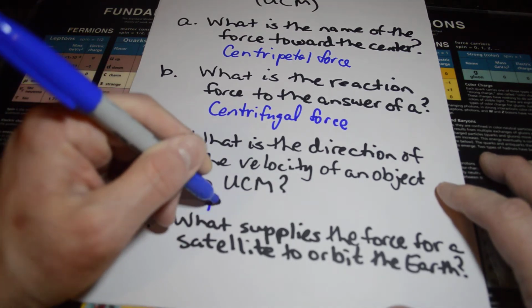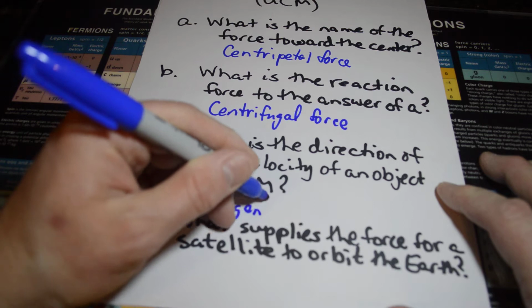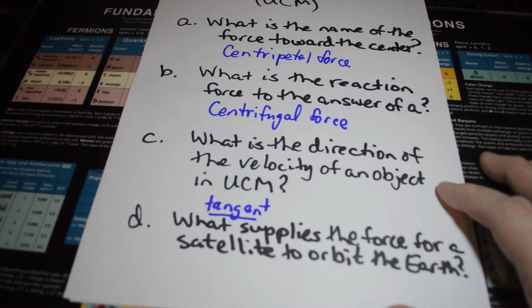What is the direction of the velocity of an object in uniform circular motion? The velocity is always tangent to the path. The word we're looking for is tangent.